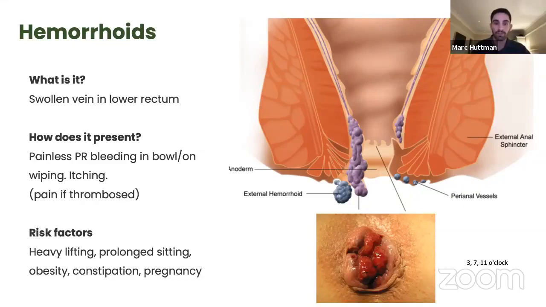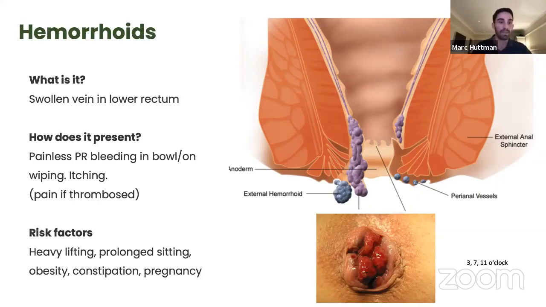And those vascular cushions, I know the diagram above only has two, but in actual fact, we have three at the 3, 7, and 11 o'clock position. Remember that clock position that we talked about earlier. And that forms a bit like the valves in the heart, a liquid and airtight seal.